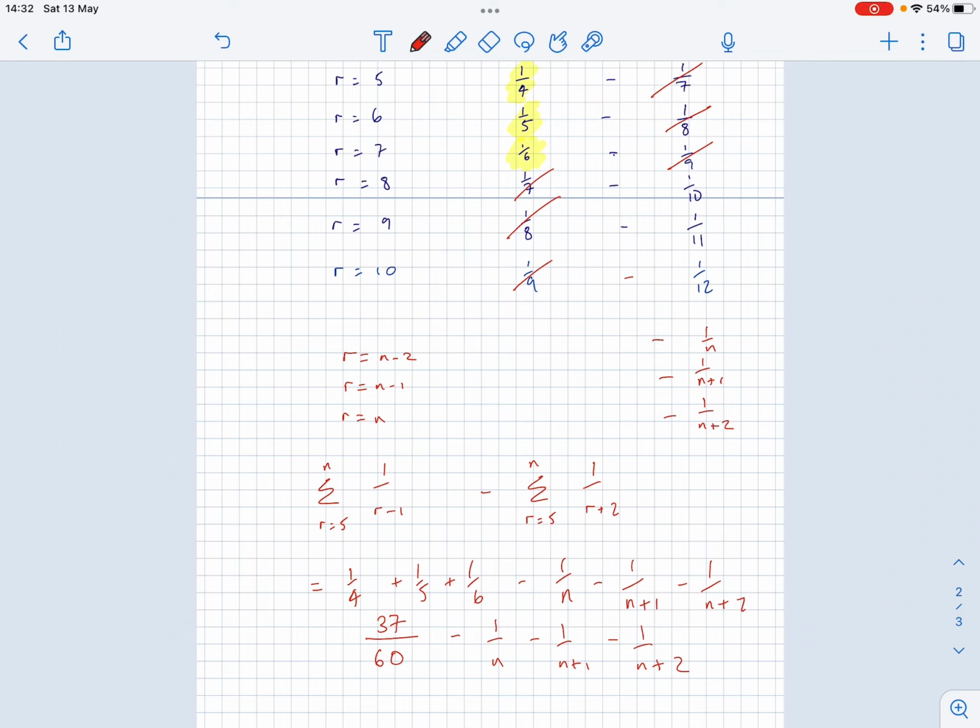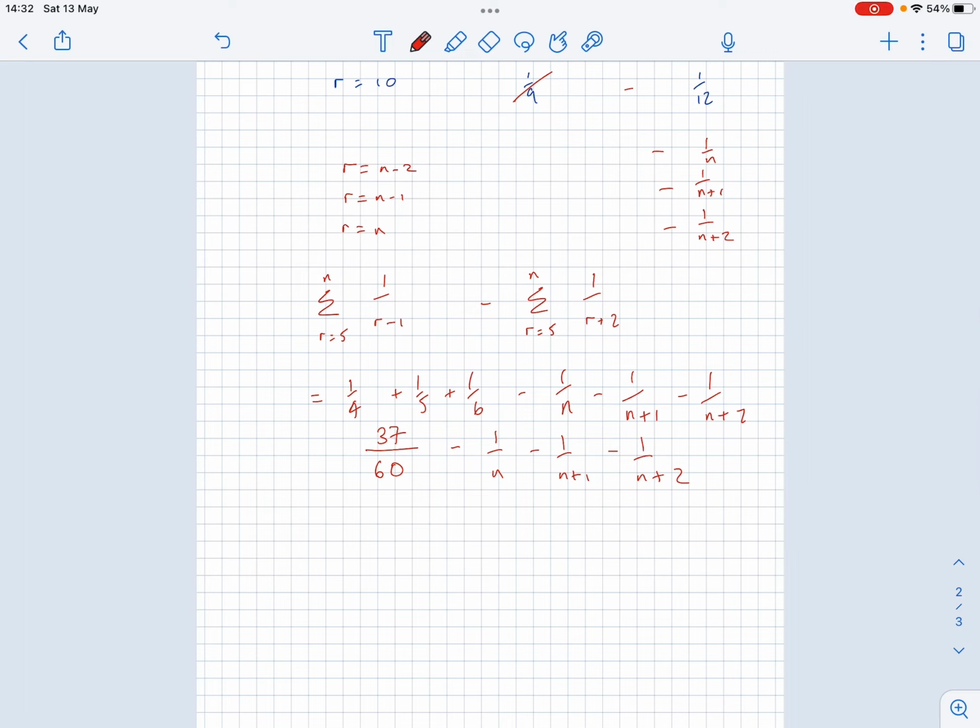Yeah, so I hope that helps. The last bit is to say what happens when it tends to infinity. So we can basically just analyse that these would tend to 0 and this would be the solution.